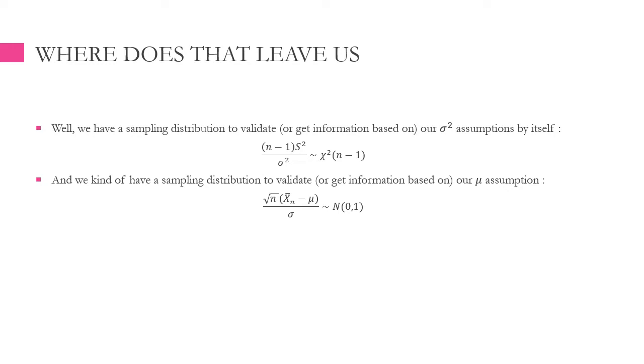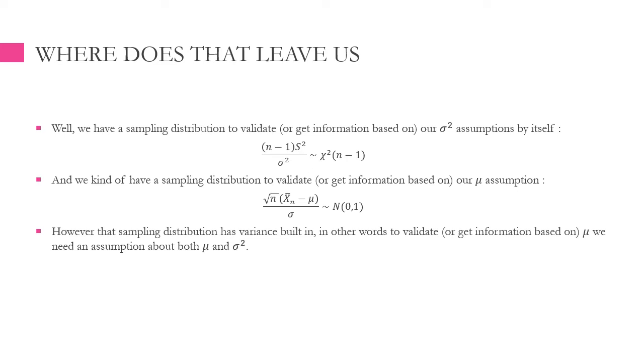And we kind of have a sampling distribution for mu, to validate mu or to get information on mu. We've got the square root of n times X n bar minus mu over sigma as a standard normal. So it's kind of a sampling distribution for mu. Well, that sampling distribution kind of gives us information about our mu assumption, but because there's a sigma there, which is our standard deviation, that doesn't really help us because that's two assumptions we're making.